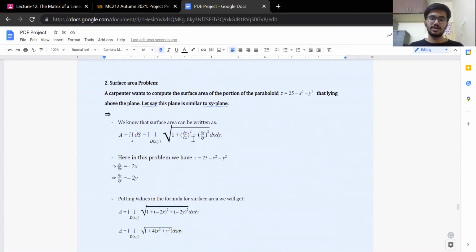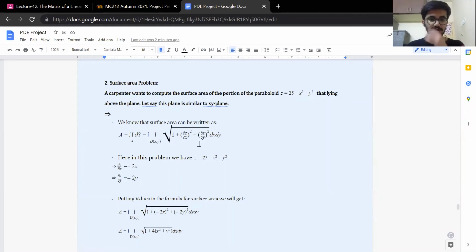And then we found the formula, so we can find the surface area as well. Suppose there is a carpenter who wants to compute the surface area of a portion of a paraboloid lying above the xy plane, because we have the equation in the xy plane. The paraboloid has the equation z equals 25 minus x square minus y square. We need to find the surface area of the first part lying above the xy plane.